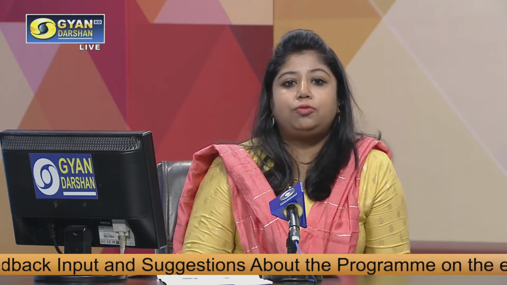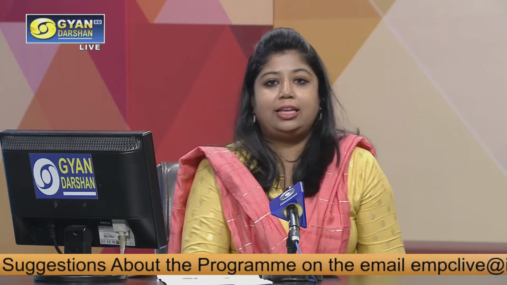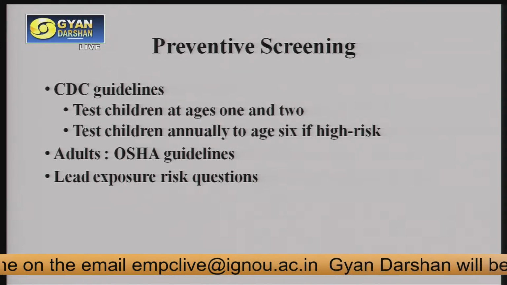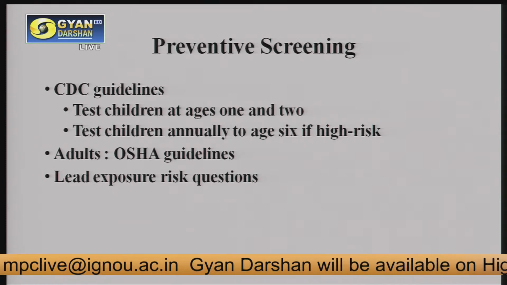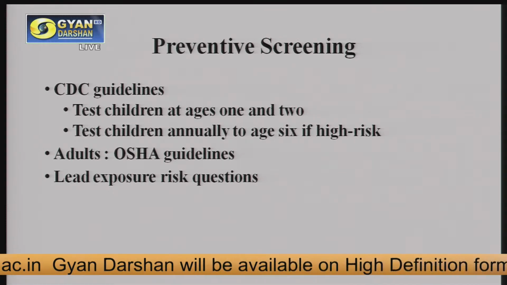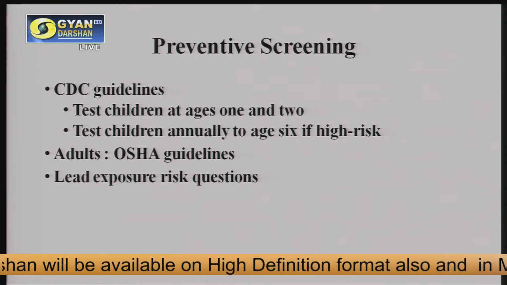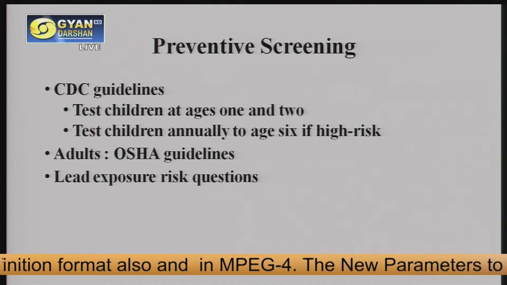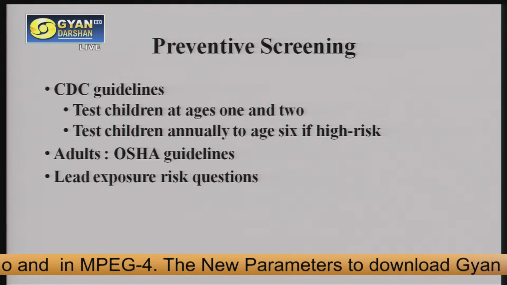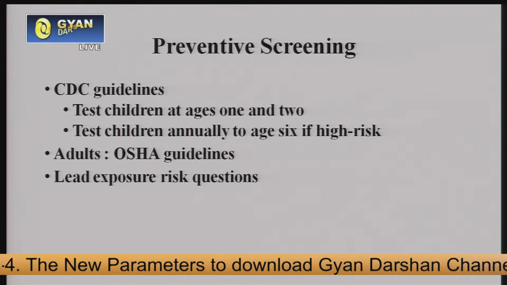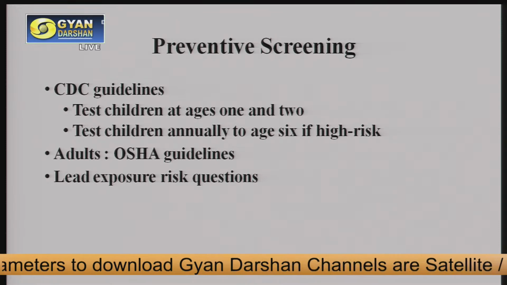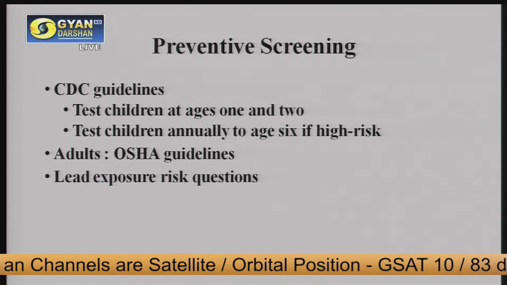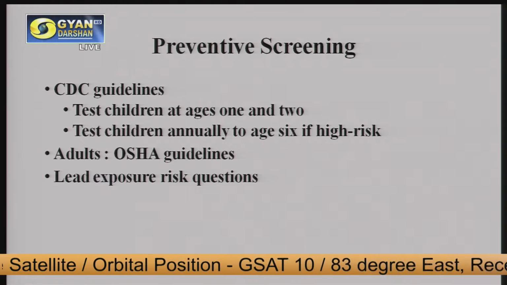So what is involved in preventive screening? As I was telling you, test the children at ages 1 and 2. If they are found to be at high risk, they are to be tested annually till the age of 6. Then for adults, there are some occupational health guidelines. In adults, anything beyond 10 microgram per deciliter in the blood, and in children, 5 microgram per deciliter in the blood, is considered to be a high blood level. And in children, more than 10 microgram per deciliter is considered to be critical.